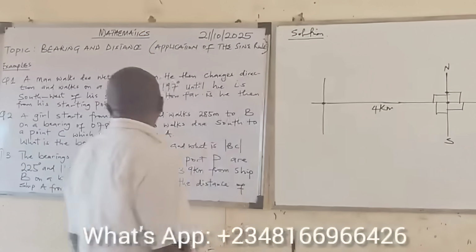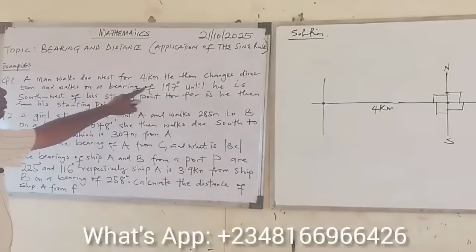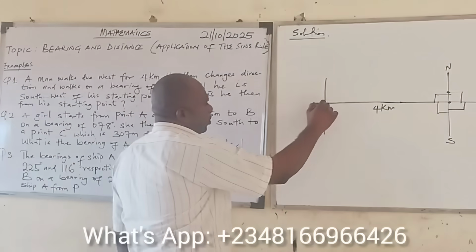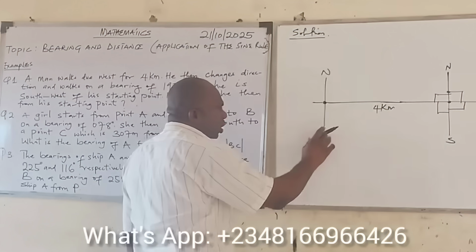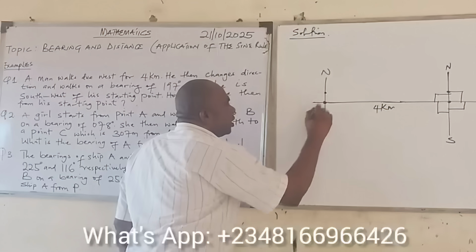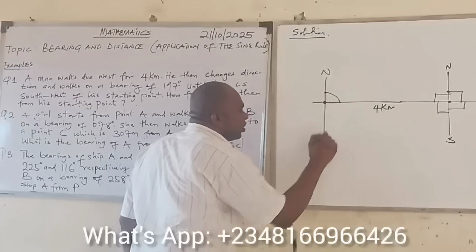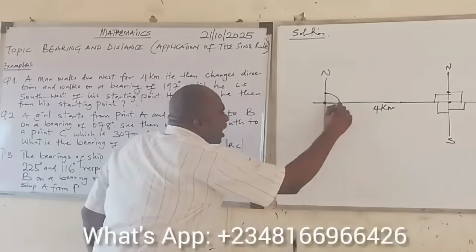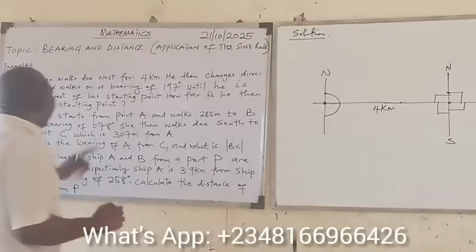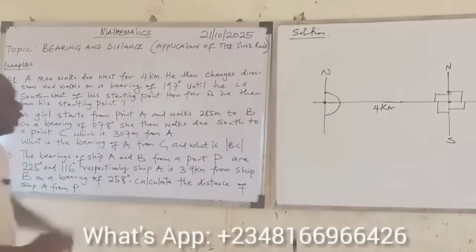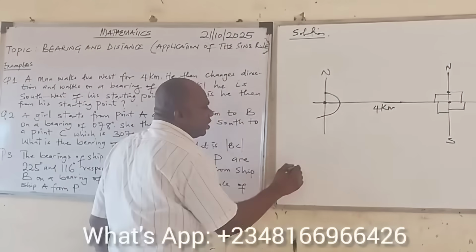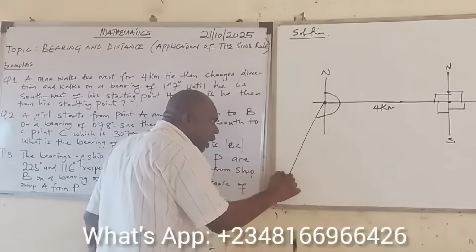He then changes direction and walks on a bearing of 197 degrees. This is the North Pole, and for 197 degrees you start from here. Remember, from this point to this point is 90 degrees, and 90 plus another 90 is 180 degrees. Since he walks 197 degrees, it means he is 17 degrees inside. So you take it down.